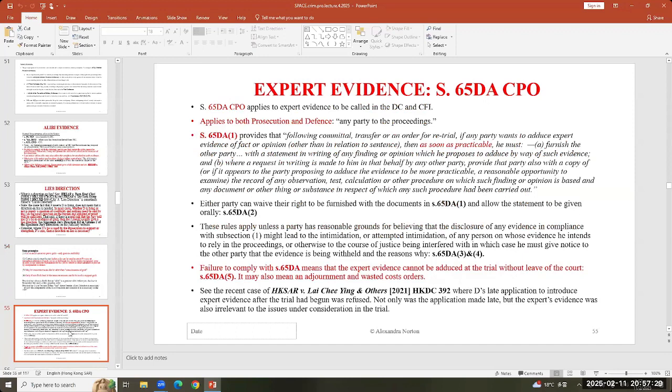Expert evidence, I think you can largely read through this provision yourself. This is another situation in which the defense do have to give advance notification to the prosecution as soon as practicable. In practice, these are questions that are asked in the pretrial review questionnaire or the case management conference questionnaire, whether any expert evidence is going to be disclosed. So that's something that has to be disclosed in advance by both sides, not just by the defense. And the consequence of not complying is that it may not be admissible at trial.